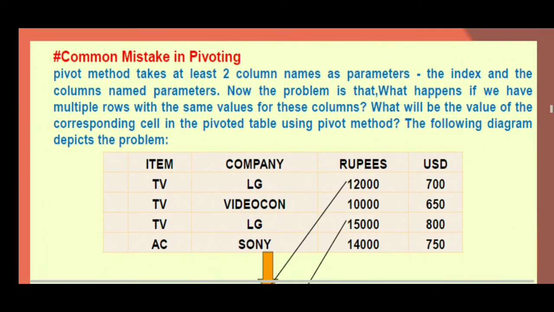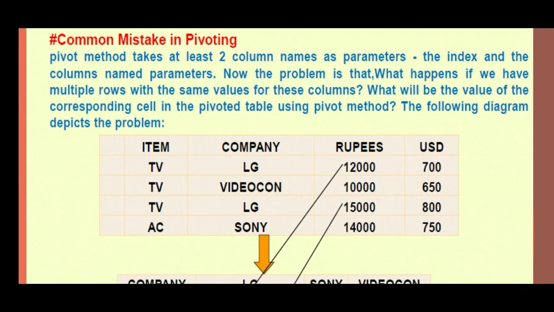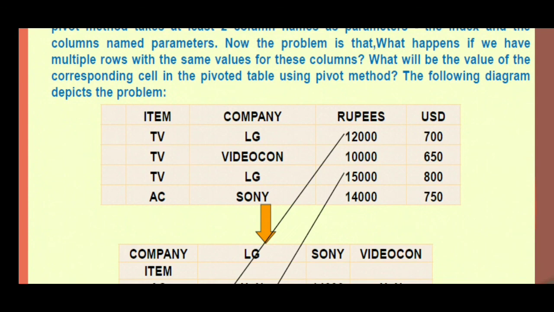Next one, common mistakes in pivoting. Let us see what types of common mistakes there are. The pivot method takes at least two column names as parameters, the index and the columns parameters. Now the problem is, what happens if you have multiple rows with the same values for these columns? What will be the value of the corresponding cell in the pivoted table using the pivot method? Let us see the following diagram. Here are 4 columns: item, company, rupees and US dollar. It has 2 entries for TV, 3 entries for TV and 1 entry for AC.